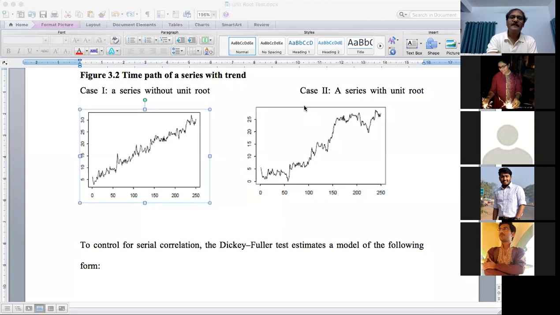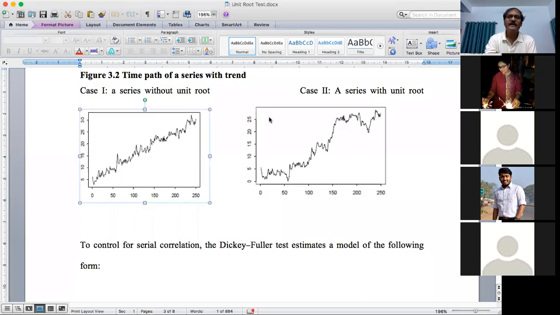Have you seen this? Is it visible to you, the data file? Have you seen the data file? No, sir. Sharing. No, sir. Okay, so it will take some time.